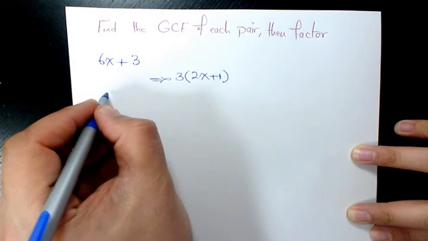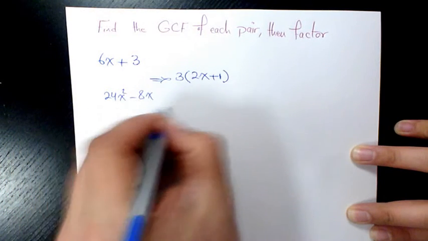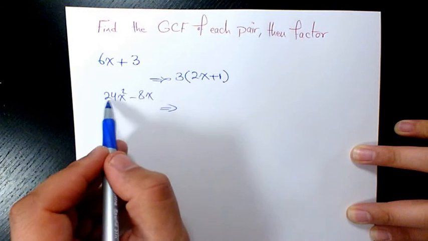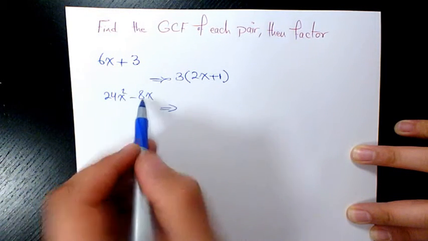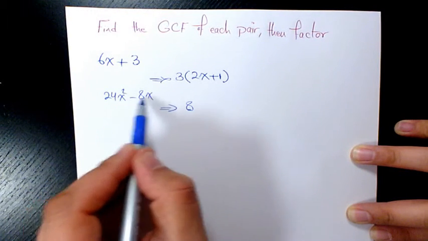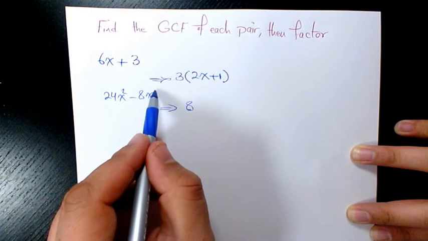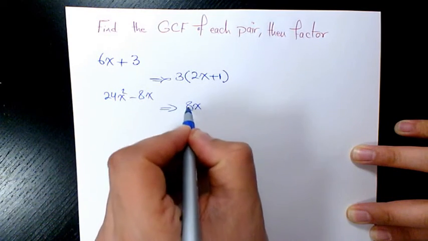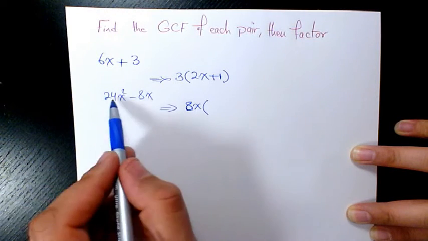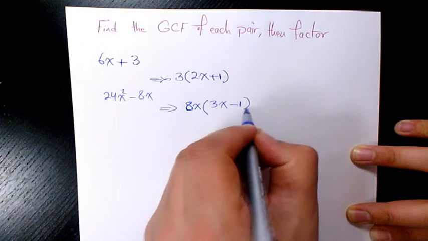Next one is going to be 24x squared minus 8x. X is common here, and here we have 8 and 24. 24 is a multiple of 8, so I can factor 8 in here. And here we have x and x squared. Whenever we have the same variable, the lowest exponent is going to be the common term. So I can take out 8x. 24x squared divided by 8x is going to be 3x, minus 1.